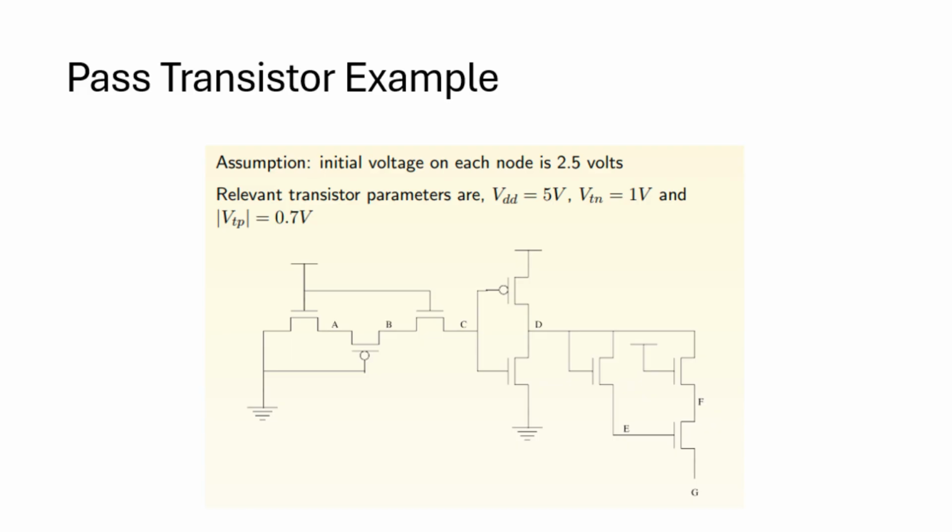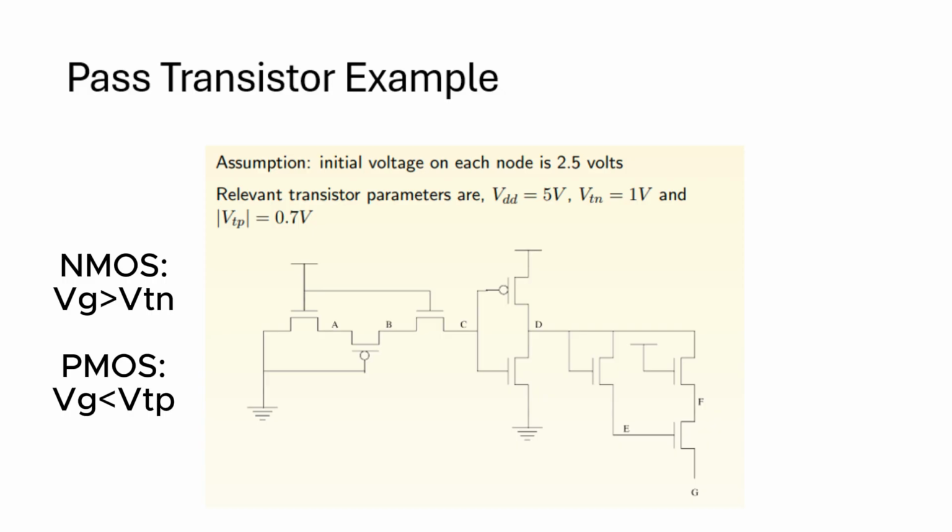So remember that for an NMOS transistor, the turning on condition is that the gate voltage should be greater than or equal to VTN. And for a PMOS transistor, it is reverse, that is, it should be less than or equal to VTP. So let's try to implement this and check our understanding.